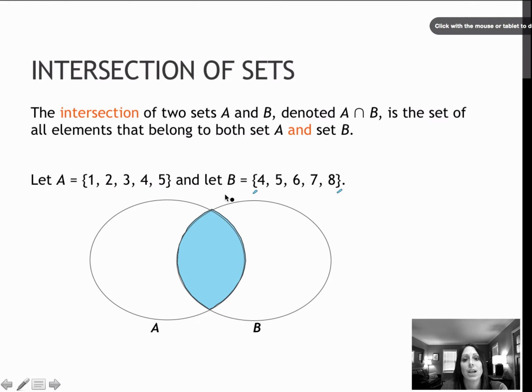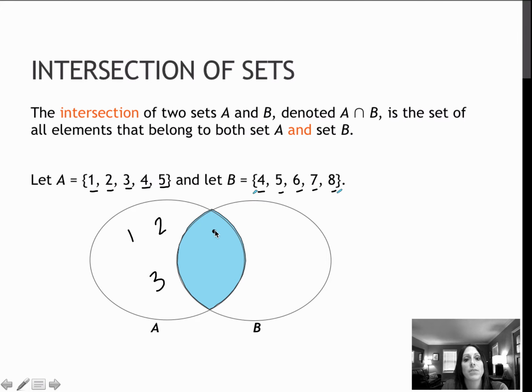So in a Venn diagram, within the circle of A will be all of the elements 1, 2, 3, 4, and 5. Within the circle of B, including that middle part, will be all of the elements of 4, 5, 6, 7, and 8. So in the white part of A, I'm going to put all of the elements that are in A but are not in B. So that would be 1 and 2 and 3.